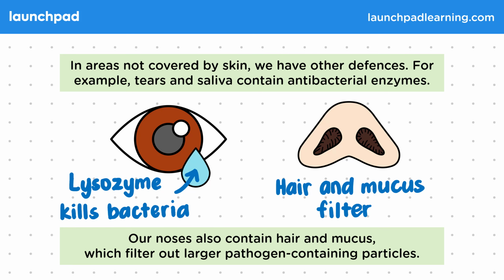You don't need to learn this eye example for the exam, but you do need to know that the nose forms part of the non-specific defence system. What would happen if pathogens got past these defences?